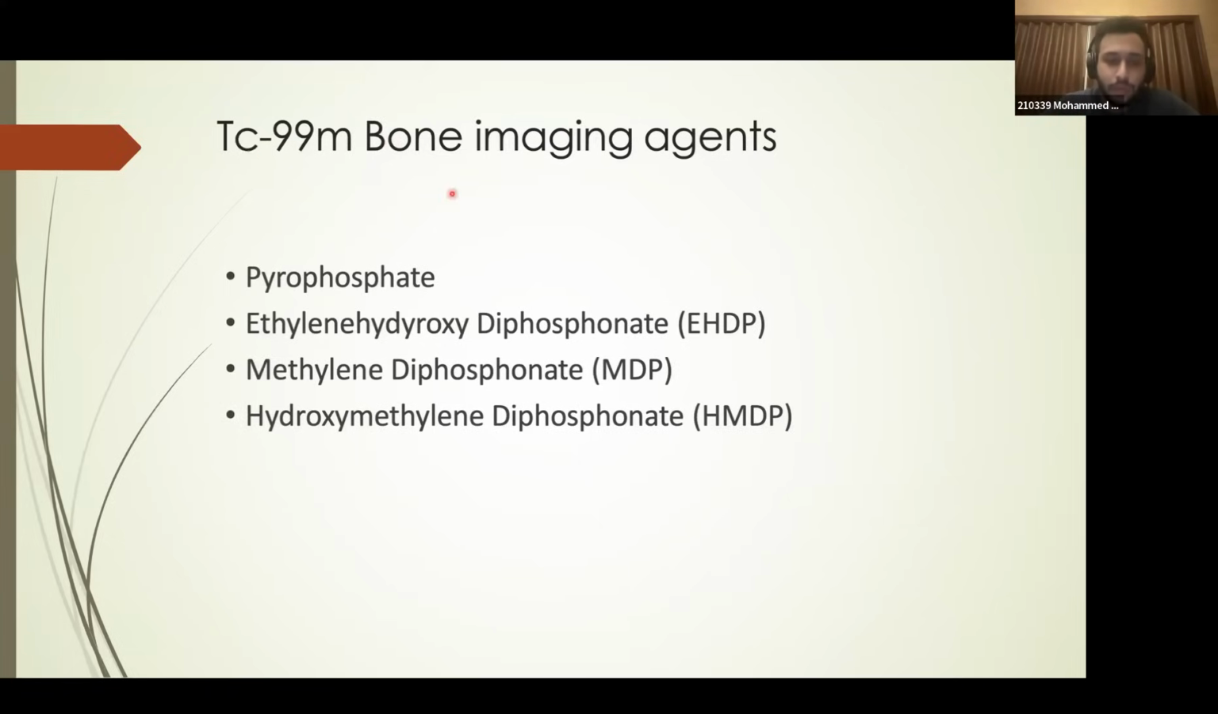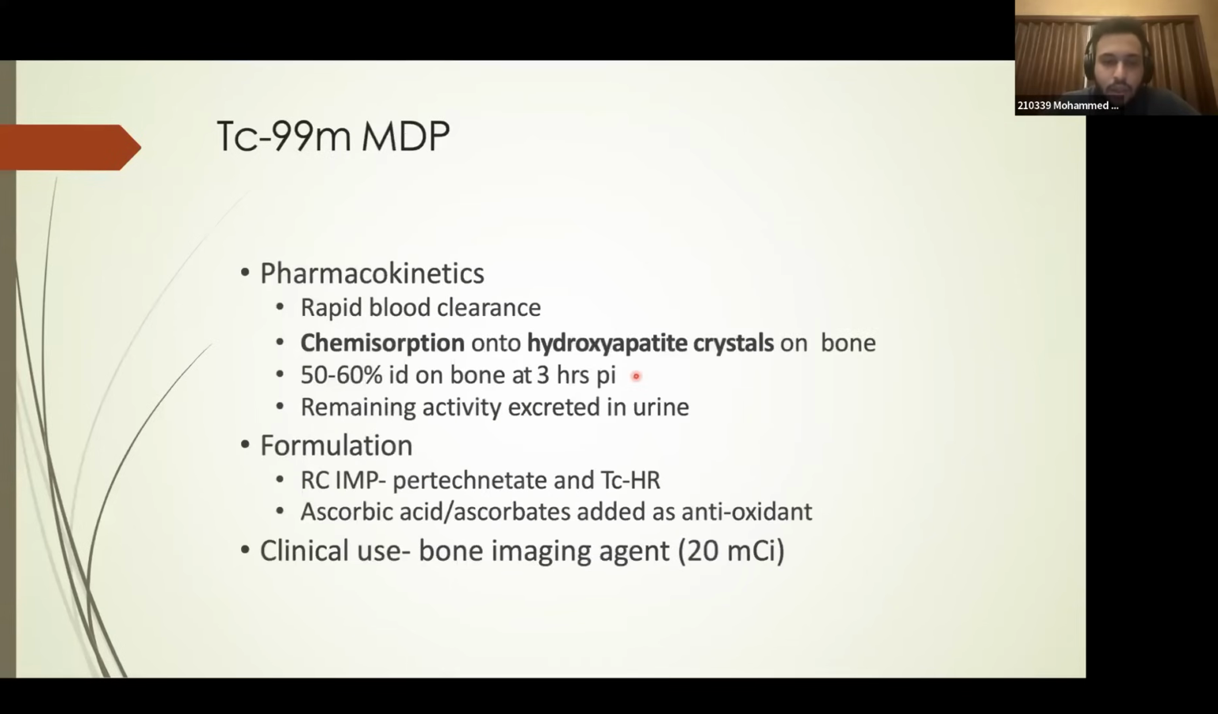For example, for the bone, typically what we use is methylene diphosphonate, MDP. That's the typical one we use. So technetium 99 methylene diphosphonate, MDP, is the agent that we use for bone imaging in nuclear medicine. So here, basically, this is just facts on why it's specific for the bone. There's chemoabsorption onto hydroxyapatite crystals on the bone.